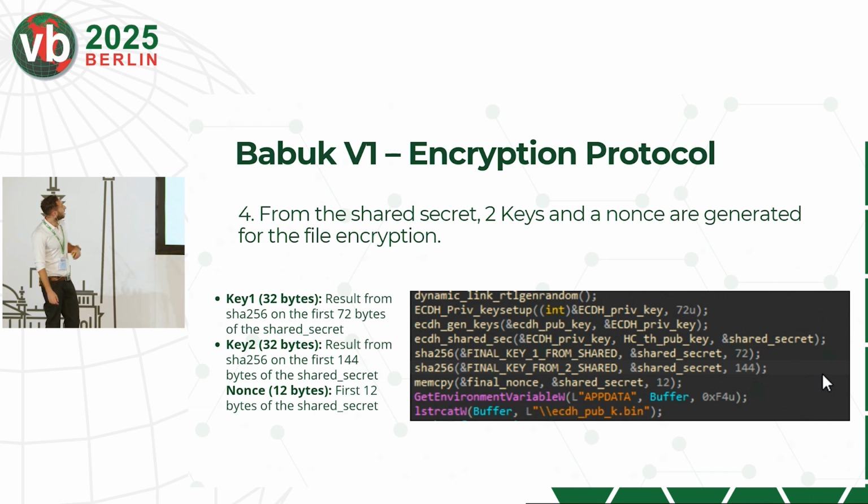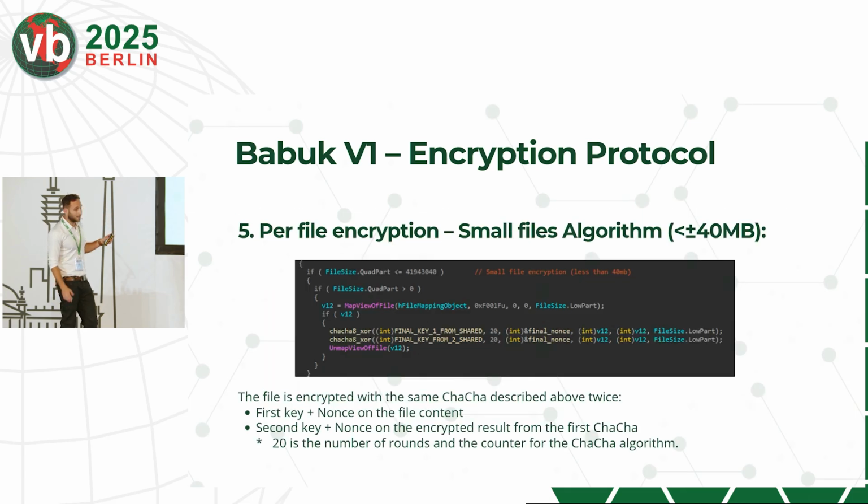Side note. Then in terms of encryption protocol, from the shared secret, it generates 2 keys using SHA. The first one is SHA on the first 72 bytes. The second one is SHA on the 144, and it uses 1 nonce for both. This is not the best encryption protocol I've ever seen, but that's what it does. And using those, it divides files into small files and big files. Small files are less than 40 megabytes.